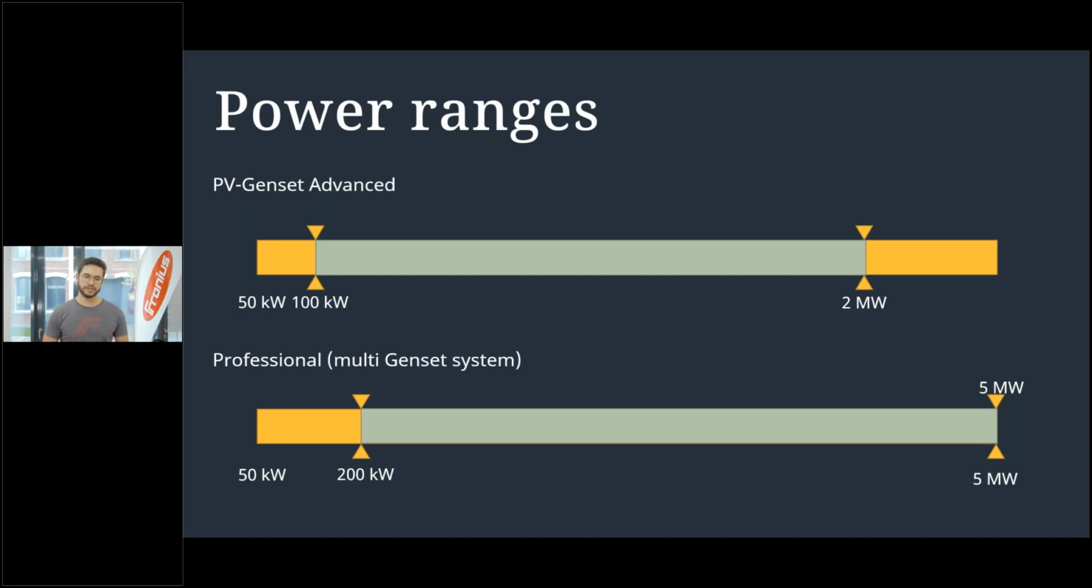And the difference is basically that in a professional solution, we have everything from one brand. So the controller and the PV-Genset controller, so there can be multiple controlling units in such a system. They all are from the same brand and working together on a same eye level of communication. And then we talk about the professional solution.